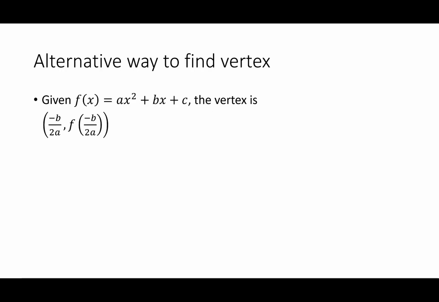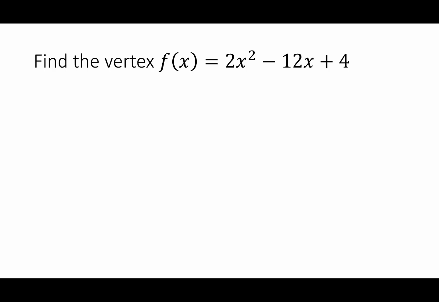So I have some good news for you. There is an easier way to find the vertex, and you don't have to do completing the square. What you do instead is if I have a quadratic function, ax squared plus bx plus c, I can find the vertex by finding negative b over 2a, f of negative b over 2a. It is much easier than it sounds. So let's start with this one. F of x is 2x squared minus 12x plus 4.